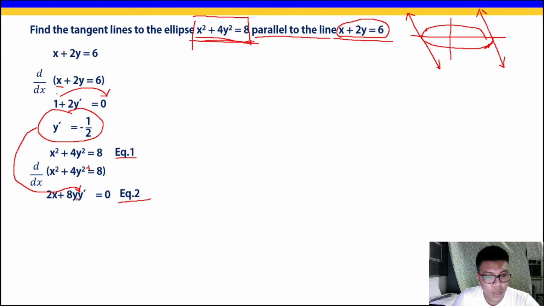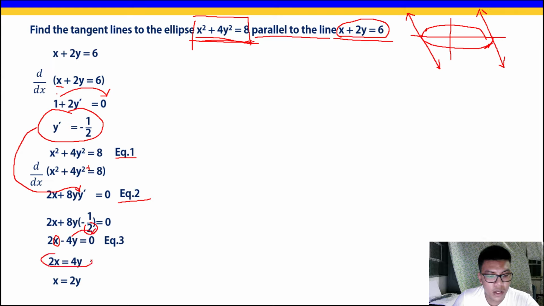Okay? So, palit natin ngayon yung y prime, which is negative 1/2. We have 2x plus 8y times negative 1/2. So, 8 divided by 2, we have 4. So, we have 2x minus 4y is equal to 0. Now, solving for x muna, kunin muna natin yung value ng x. Then, palit natin sa equation ng ellipse. So, solving for x, we have x is equal to 2y. Paano nangyari? Nilipat sa kanan yung negative 4y, naging positive. Then, we divide both sides by 2. Okay, so we have x is equal to 2y.